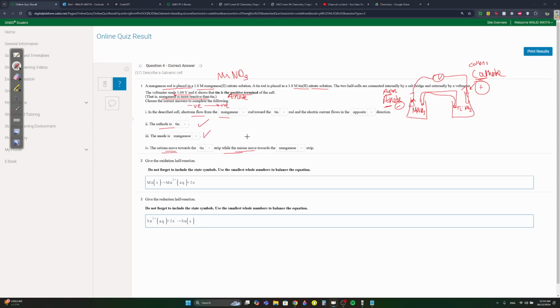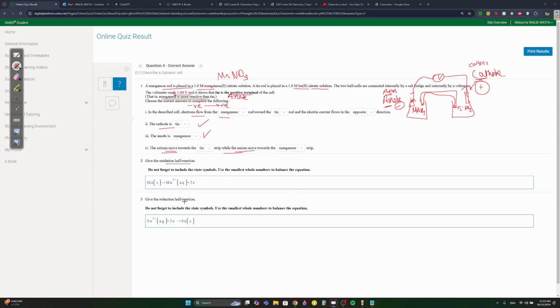Which one is a cation here? It's a positive one, so it moves towards the tin. And which one's the anode? It's the manganese, the negative one. So the anions will move towards it. Give the oxidation half reaction.